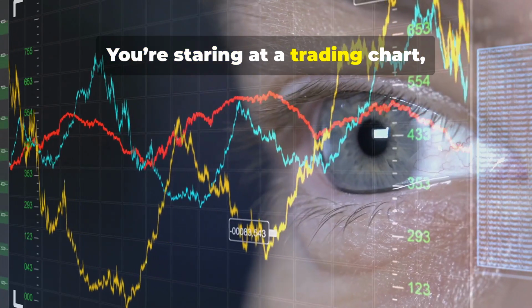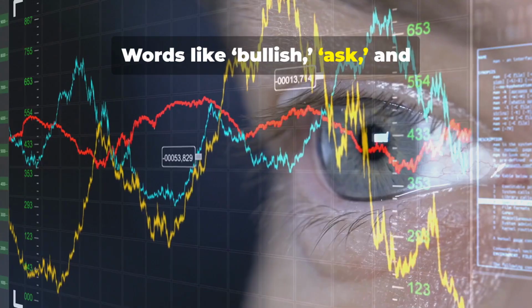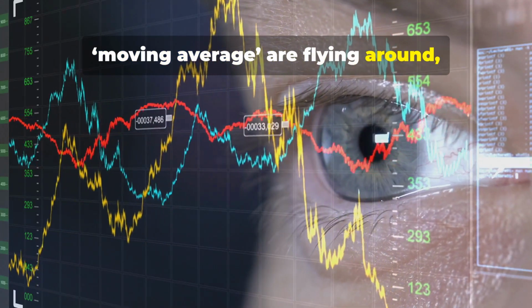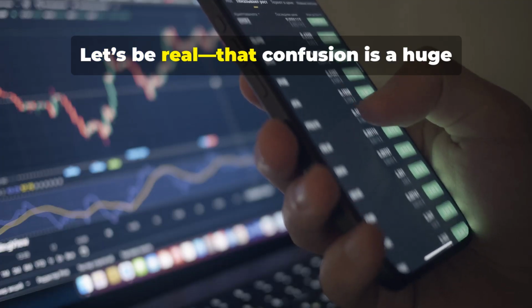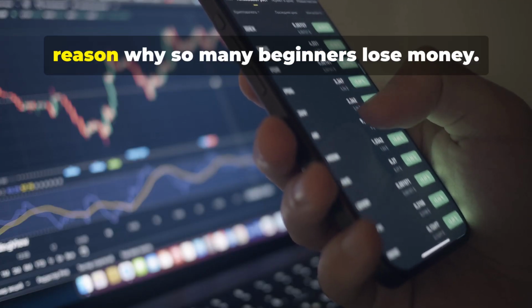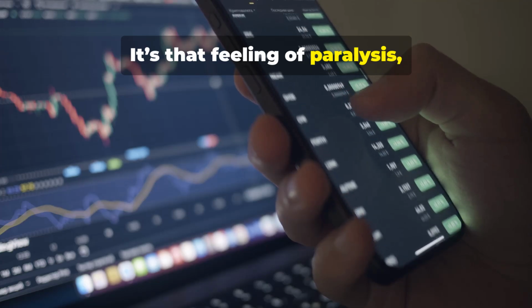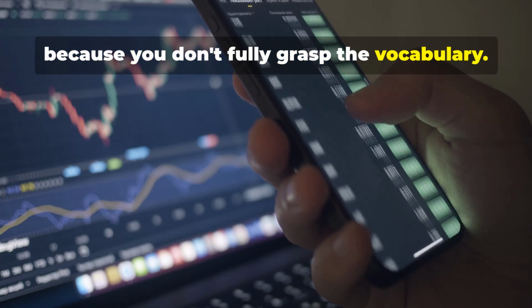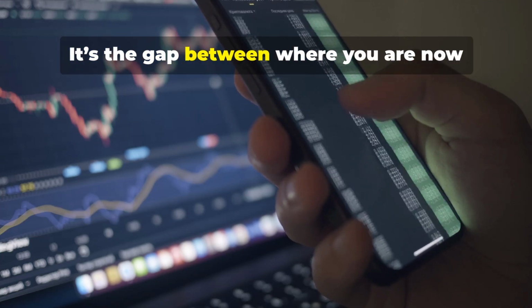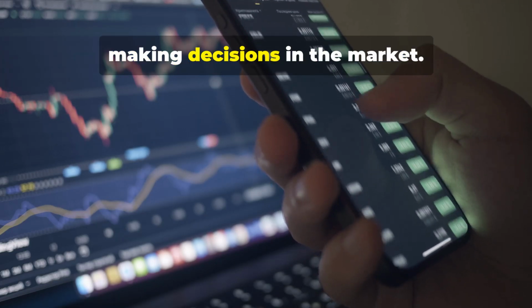You're staring at a trading chart, and it feels like you're trying to read a foreign language. Words like bullish, ask, and moving average are flying around, and you're just trying to figure out if you should buy or sell. Let's be real. That confusion is a huge reason why so many beginners lose money. It's that feeling of paralysis, the fear of clicking the wrong button because you don't fully grasp the vocabulary. It's the gap between where you are now and where you want to be, confidently making decisions in the market.